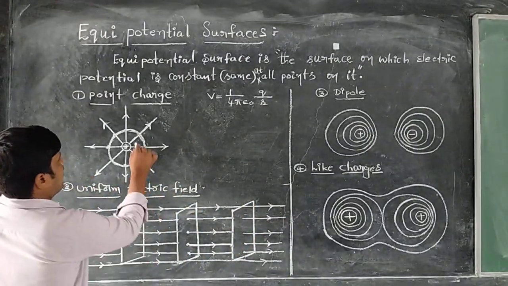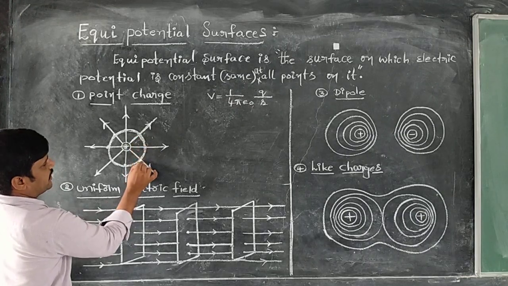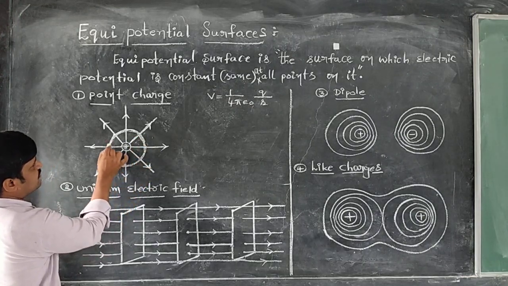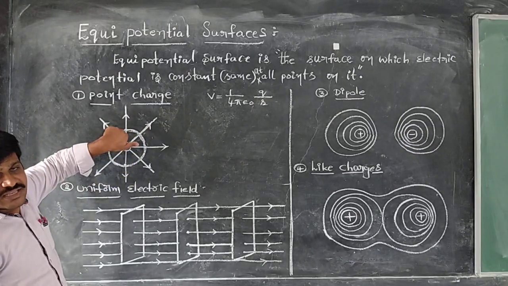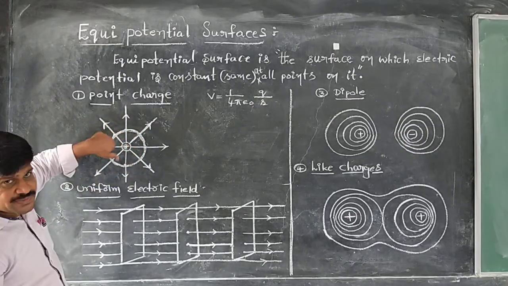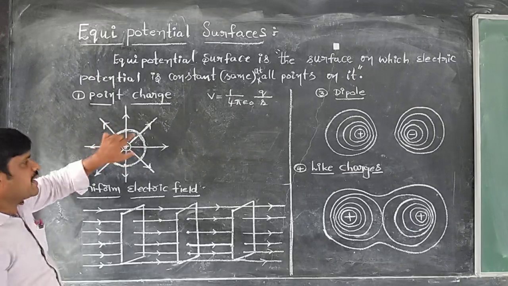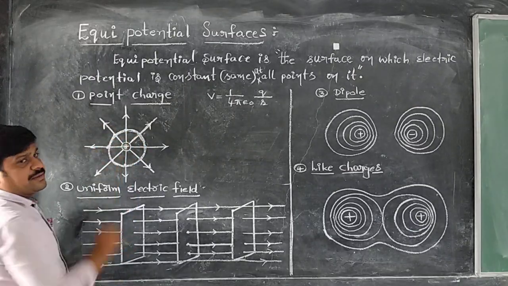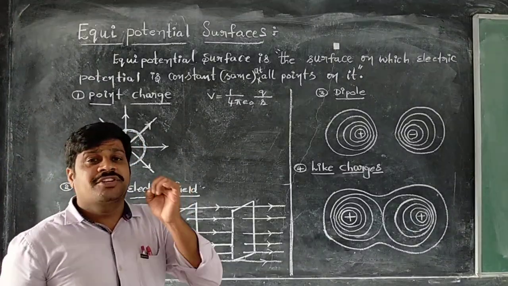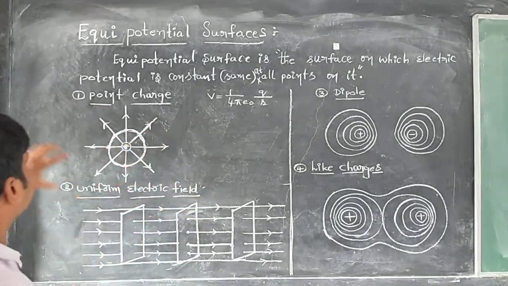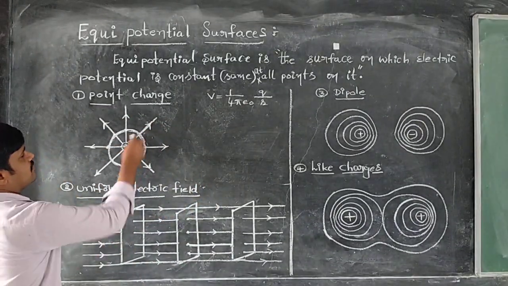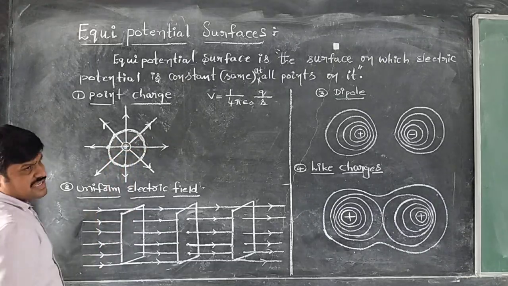Now, at this point, at this point, wherever it may be on this spherical shape, if the potential is the same, then that is said to be an equipotential surface. So for a point charge, this is the equipotential surface.